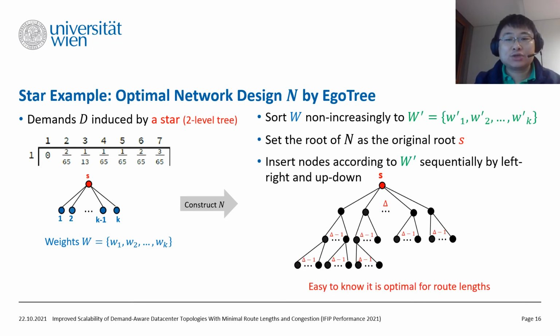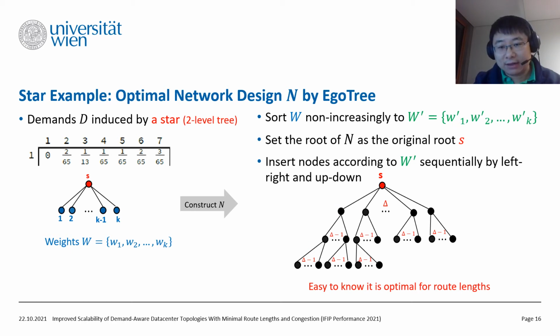To complete the construction of the Ego tree, we still need to map the original nodes to this newly constructed node. So we first map the root to this root directly. Then we sort all the children W to W prime in increasing order with respect to their communication intensity. Then, according to the order of W prime, we insert nodes from left to right and top to bottom, such that the one with the highest communication intensity goes first.